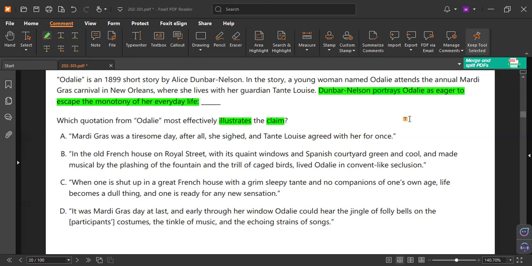Did you find an answer? Is it C? Letter C, it is correct. I said here, and one human is ready for any new sensation. Should he escape the monotony or not? Yes. What is the monotony of everyday life? One is shut up in a great French house with a grim, very sad, sleepy tenant. No companions, no friends. This is monotony. So that is right. And here we have the evidence.